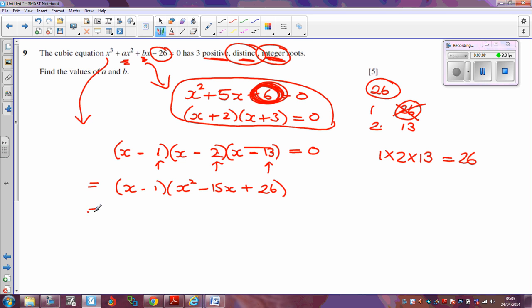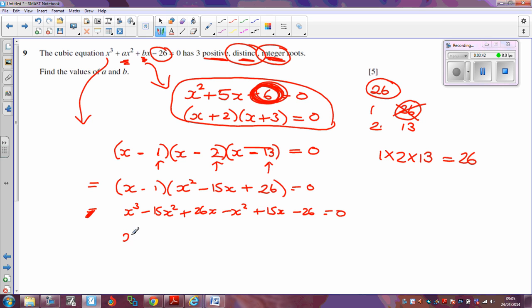Okay, and now what I want to do is remove the brackets completely. So first of all, I'm going to multiply each of these terms in the second bracket by x. Well, that's going to give me x cubed. x times minus 15x, well, that's minus 15x squared. And then x times 26 is plus 26x. And then I'm going to multiply each term in this second bracket by minus 1. So that's going to be minus x squared, and then plus 15x, and then minus 26. And that is equal to 0. Shouldn't really have an equals there.